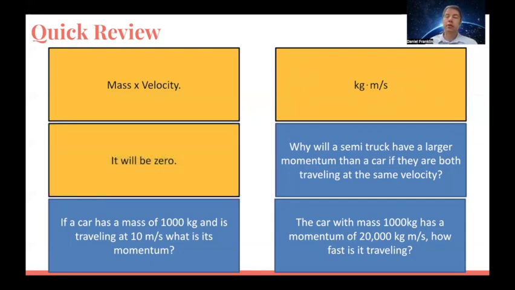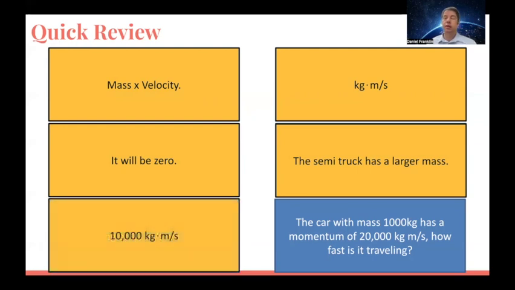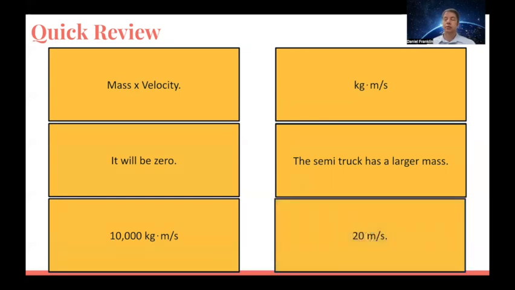Why will a semi-truck have a larger momentum than a car if they're both traveling at the same velocity? Because the truck has a larger mass. The car has a mass of 1,000 kilograms and is traveling at 10 meters per second. What is its momentum? It's going to be 1,000 times 10, which is 10,000 kilograms meters per second. And the car with mass 1,000 kilograms has a momentum of 20,000 kilograms meters per second. How fast is it traveling? So 20,000 divided by 1,000 is 20 meters per second. Okay, so that's a real quick crash course review of what we've done so far.